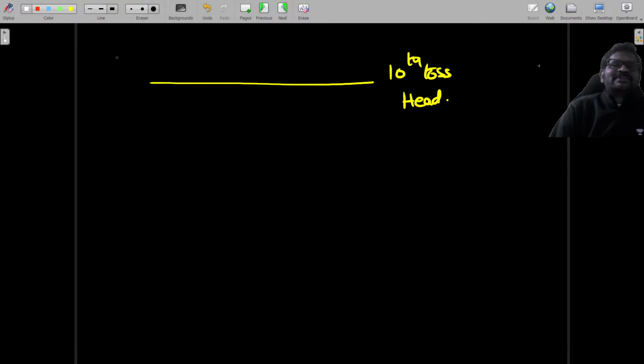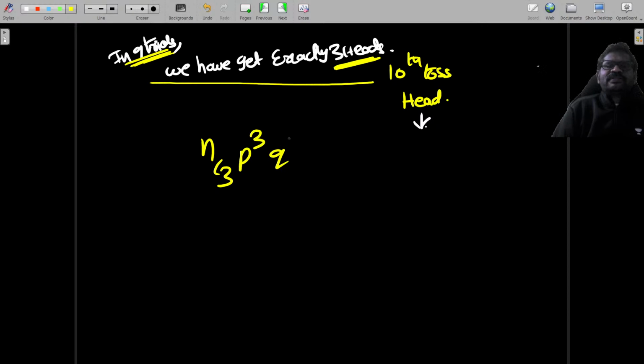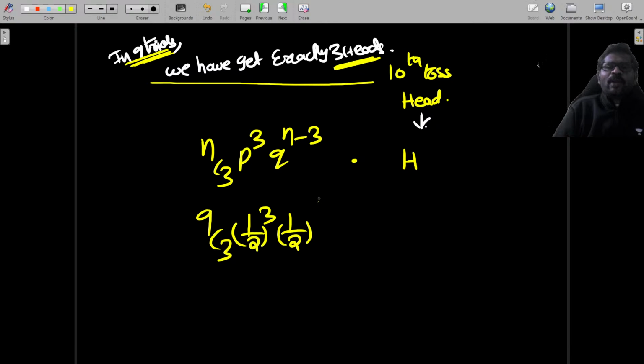In the previous 9 trials, if you get exactly 3 heads, then whatever head you are going to get in 10th toss, that head will be fourth head. So probability of getting 3 heads in 9 trials, NC3 P power 3 Q power n minus 3 multiplied with head. So here 9C3 1 by 2 whole power 3, 1 by 2 whole power 9 minus 3 multiplied with probability of getting head is 1 by 2.